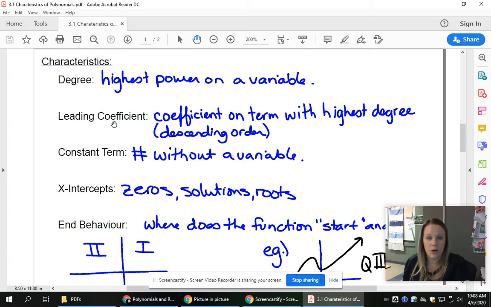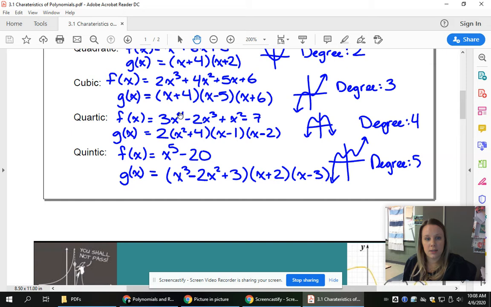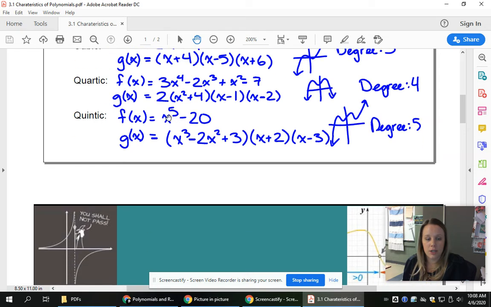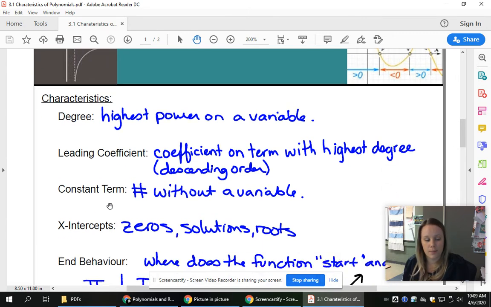Leading coefficient. We must organize our terms in descending order. That means you start with the biggest x power and you go down to the smallest and then the constant at the end. Here's an example back here where I started with x to the 4, then x cubed, x squared. If there was an x, it'd be next, and then the constant. That's a descending order. Once it's written in descending order, the first coefficient is called your leading coefficient. We need to know that because they tell us something specific about direction of opening.